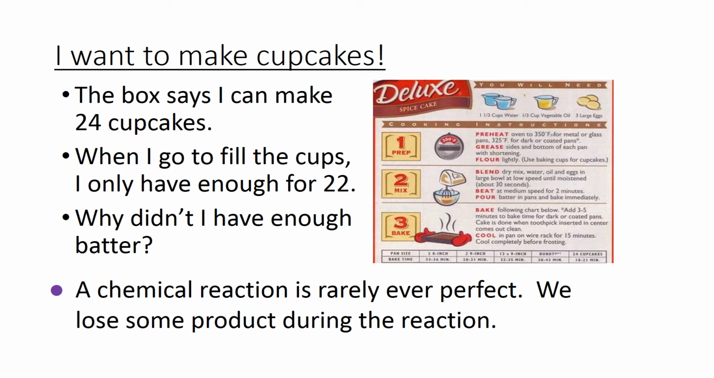Well, there could be a lot of reasons. I could have mixed it incorrectly. I could have some batter stuck to the bowl. Maybe I overfilled the cups and I ran out before I had put enough in. Chemical reactions are the same way. Lots of things can lead to them not giving a perfect amount. We always lose some of the product during our reaction.